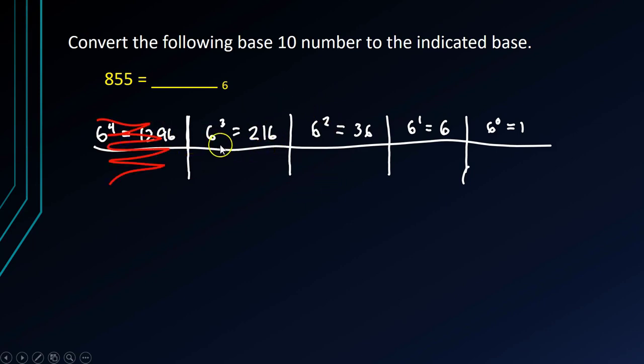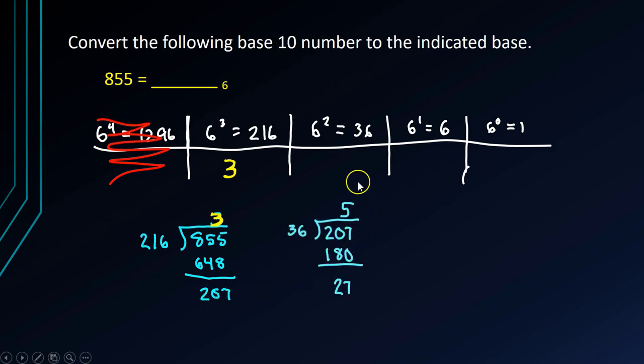Now I want to see, how many 6 cubes go into 855? So I would take 855 divided by 216. I would get 3 with a remainder of 207. So the 3 would come here. I would take this 207 and divide it by the second power, 36, and see how many of those I could pull out of what's left over. So 5 times 36 is 180. I get a remainder of 27. So I have 5 in this position. This 27 is what's left over after I subtract away these 5 36s.